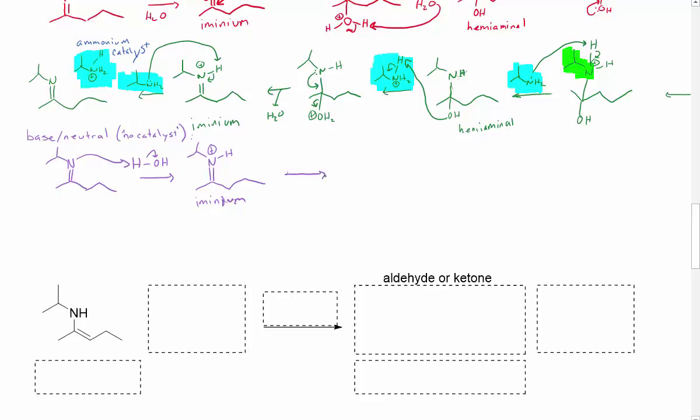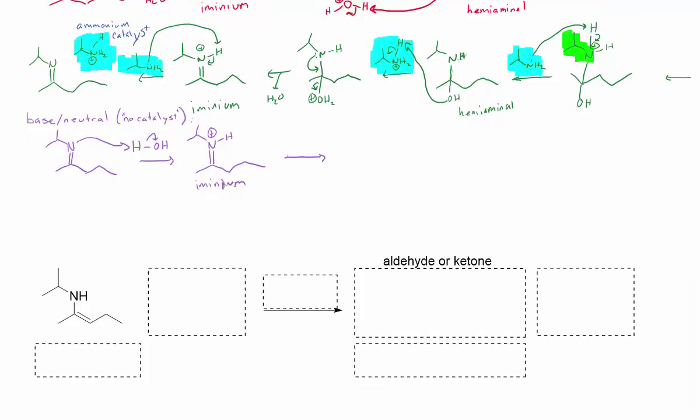And this iminium is going to get attacked by the hydroxide that we just generated. So here's the hydroxide attacking, breaking the carbon-nitrogen pi bond, giving the neutral structure, the hemiaminal.